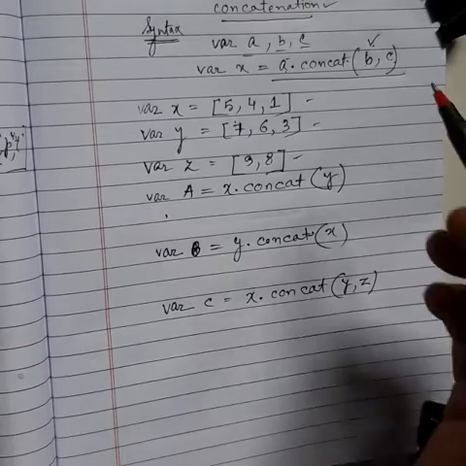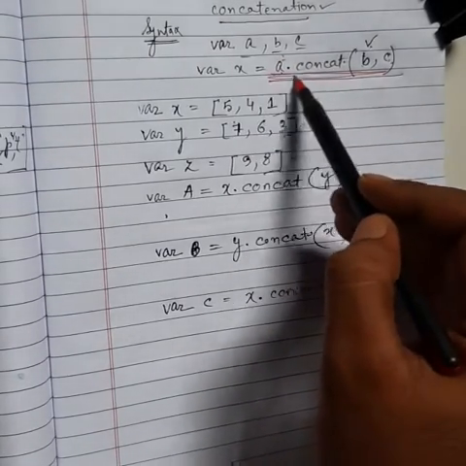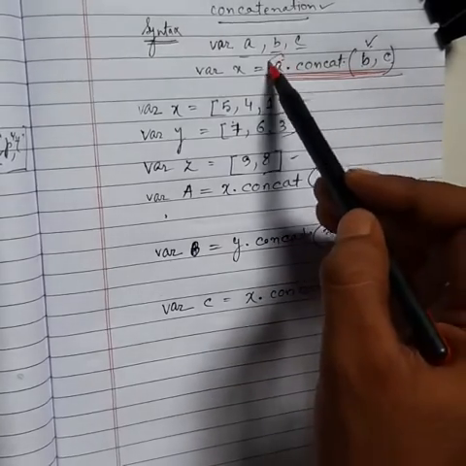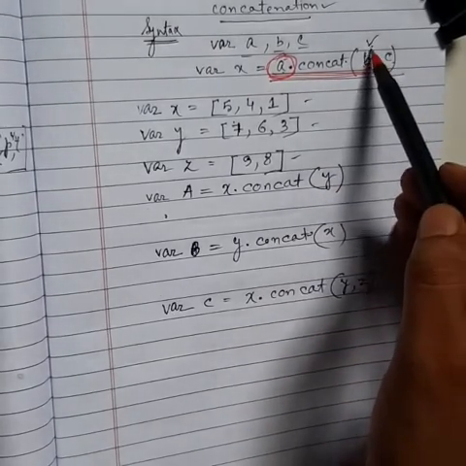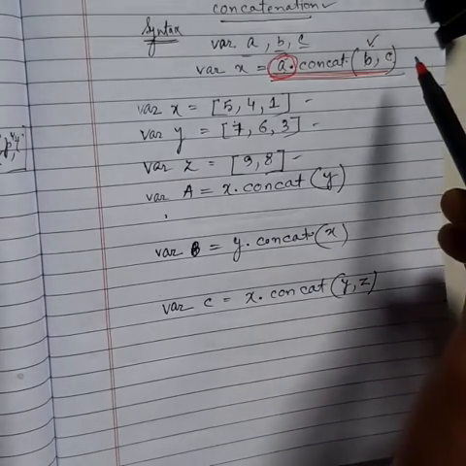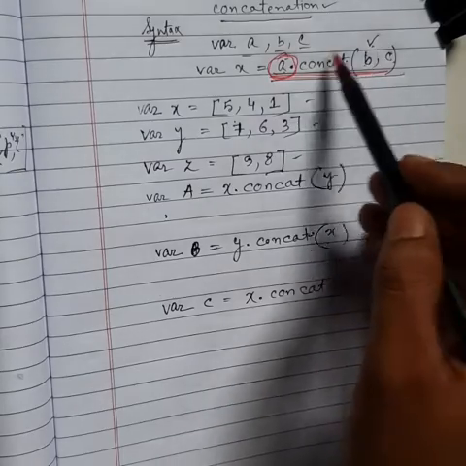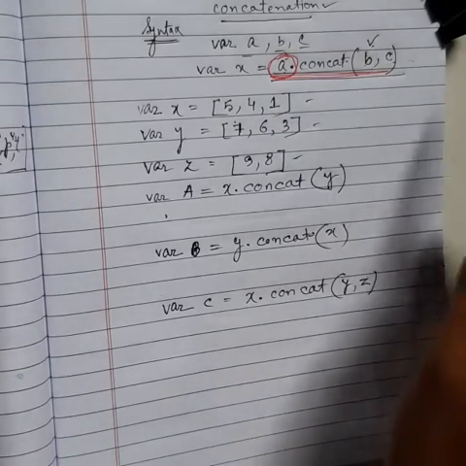So already I have told that we have to write as per this syntax. Here, the first array, this is the first array, then the dot operator, and then within brackets either we can pass one array, two arrays, or any number of arrays which we want to concat basically. So here is the thing.